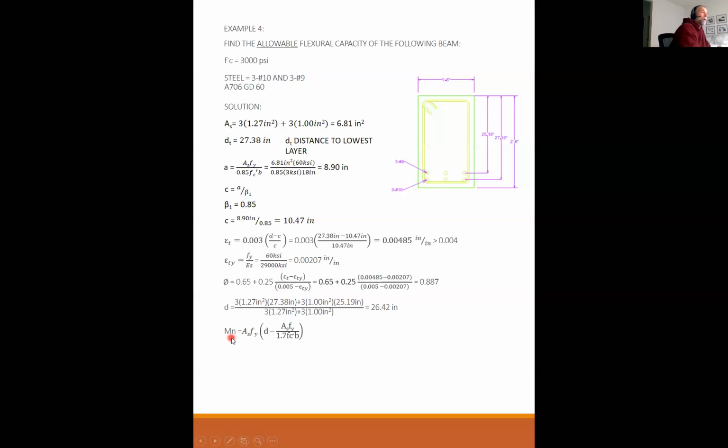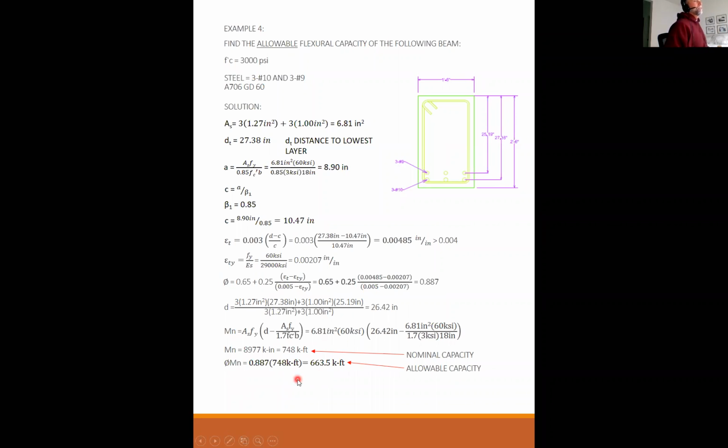Now my Mn, my nominal capacity. I plug in my As, fy, my effective D, f prime c, and the width of the beam. And I get 8977 kip-inch or 748 kip-feet. This is my nominal capacity. My allowable capacity is times phi. Phi is 0.887, so my allowable capacity is 663.5 kip-feet.